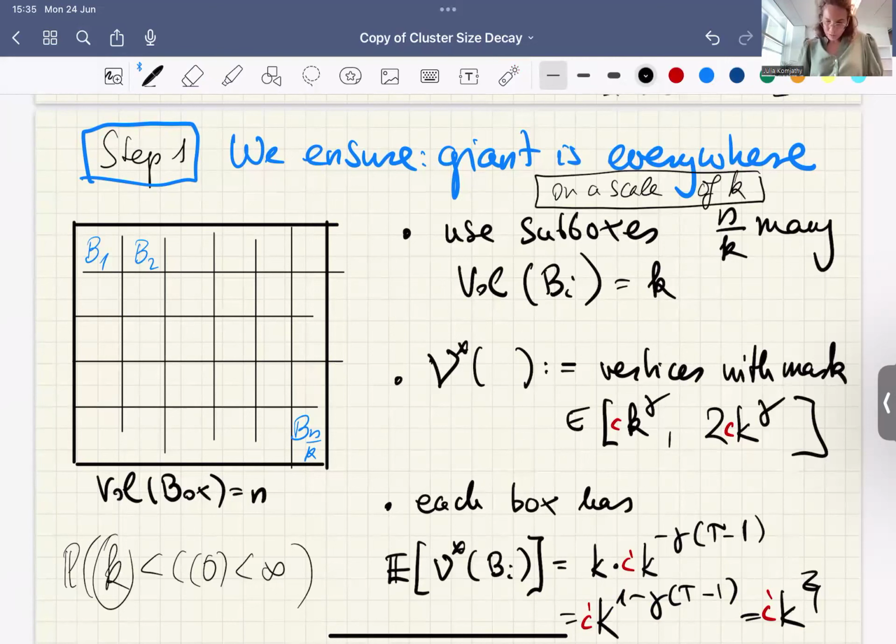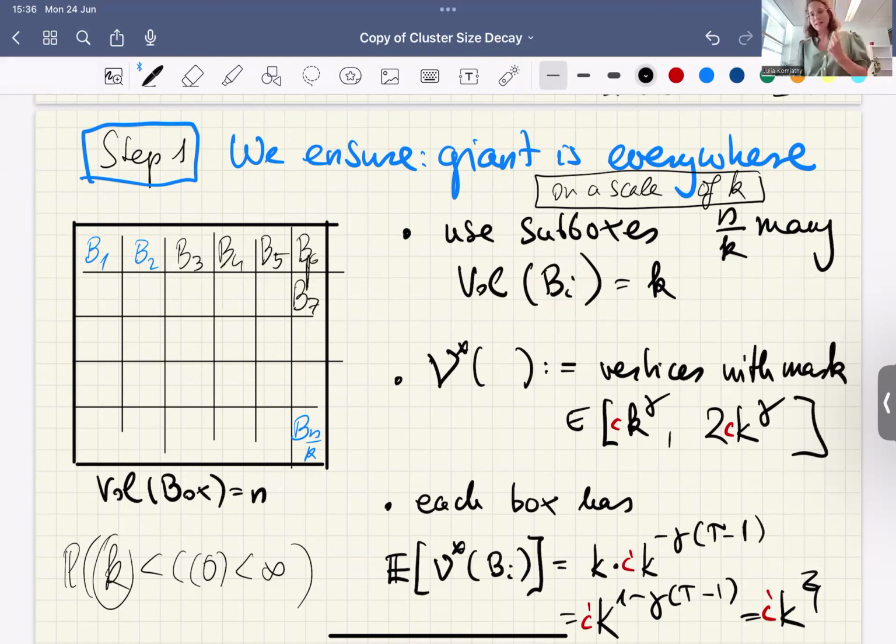And what I do is I start with a volume n box, and I'm gonna subbox it so that every box has volume k. And I'm gonna label these boxes B1, B2, B3, and so on. So this is B3, consecutively. So B4, let me just finish B5, B6. This is gonna be B7. So the labeling is consecutive with attachment.